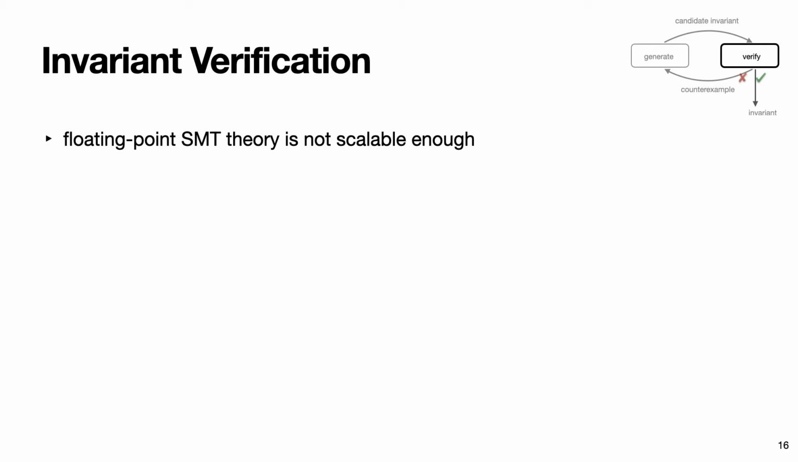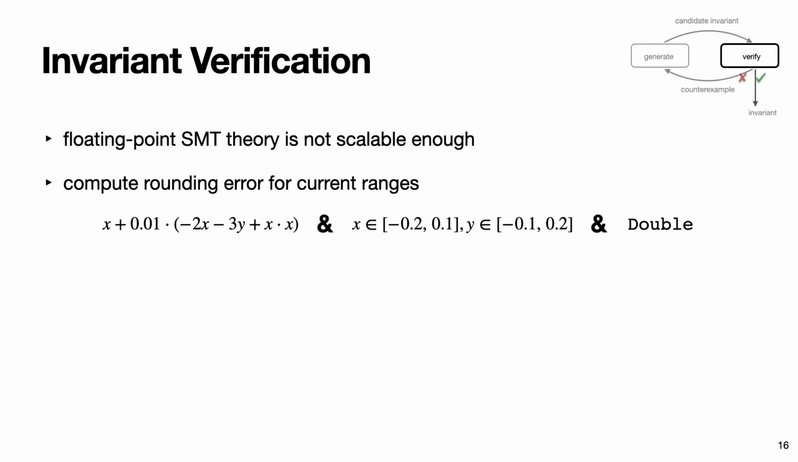As I already mentioned, floating point SMT theory is not scalable enough for repeatedly calling it inside a loop. We actually tried querying an SMT solver with a floating point query for a simple loop, and it took hours to finalize. That is why we abstract rounding errors of floating points with real values.